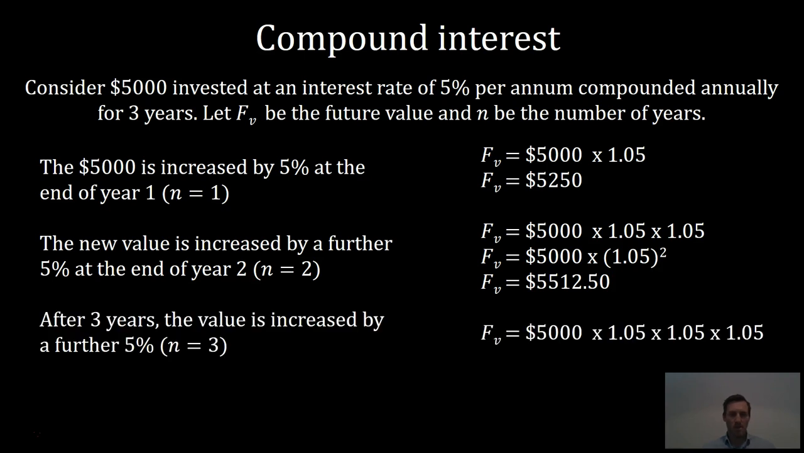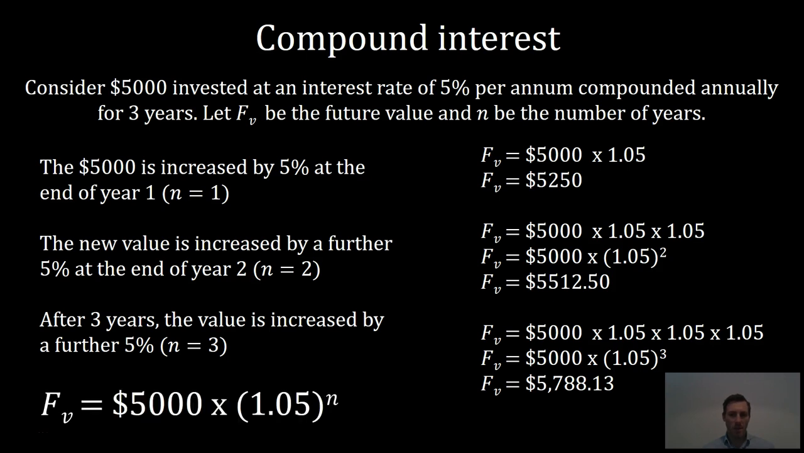In the third year, the new value is increased by a further 5%. This is the same as writing 5,000 times 1.05 times 1.05 times 1.05. Simplifies to 5,000 times 1.05 to the power of 3. And in the third year, the future value of the investment is $5,788.13.